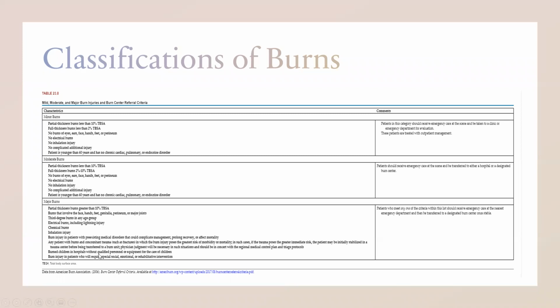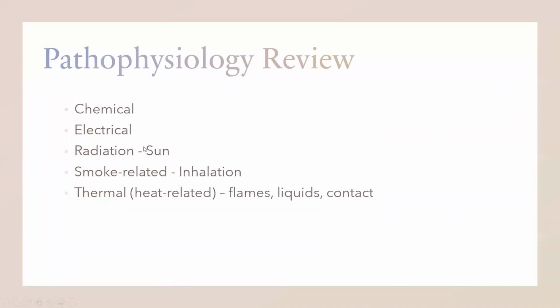It talks about children, which we don't have to worry about. All right, so once again, pathophys review: there's chemical, electrical, radiation, smoke related, and thermal. So chemical would be like an acid, or you're working with caustic chemicals and they spill on you, or, often, people get them thrown at them. I've seen that in the burn unit in Virginia when I worked.